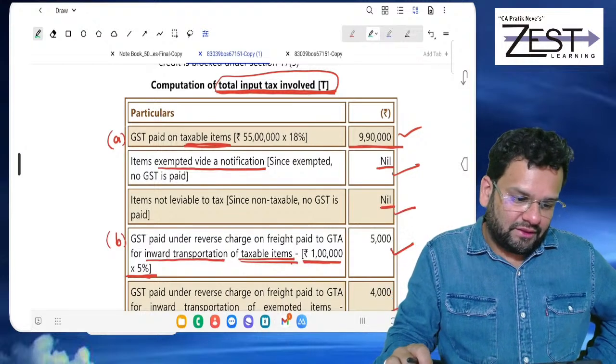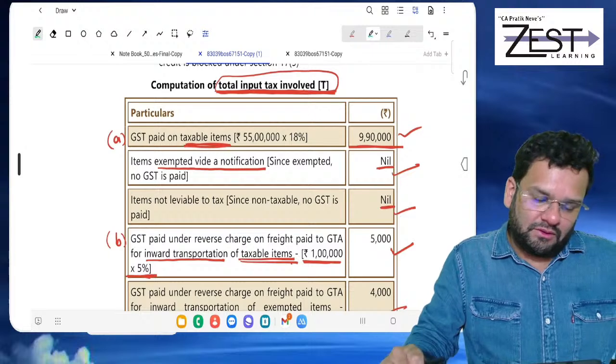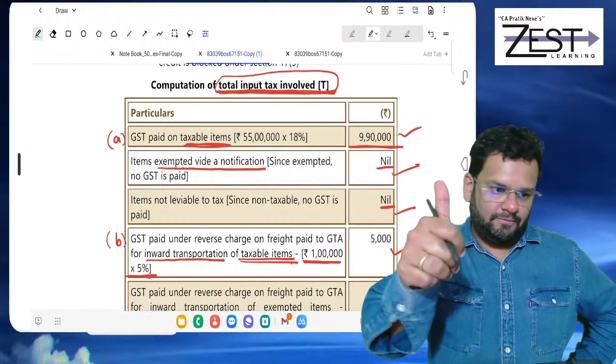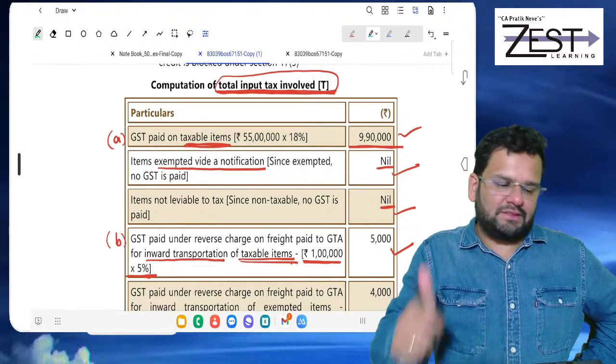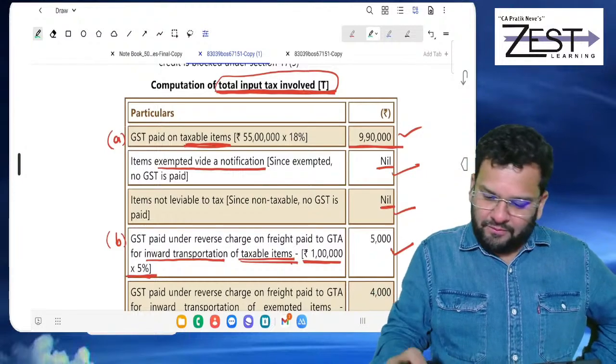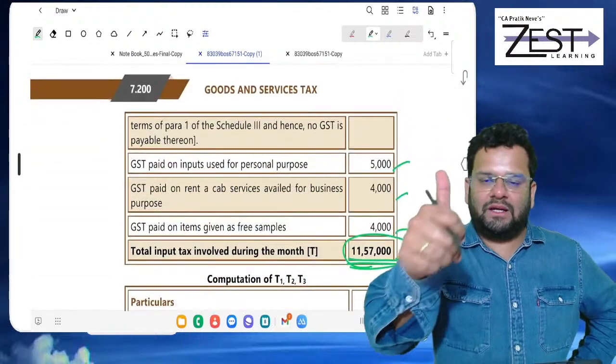Oh, great, great. You went in depth with me while I was solving. Well done. Yes, sir. Calculating with you. Well done. 11,57,000. Well done.